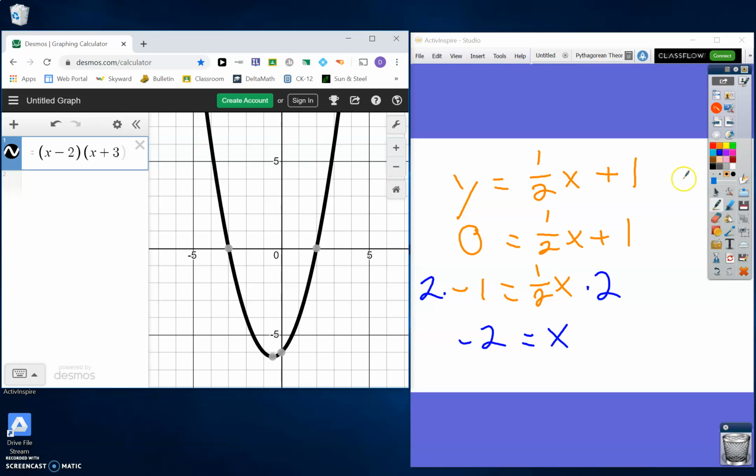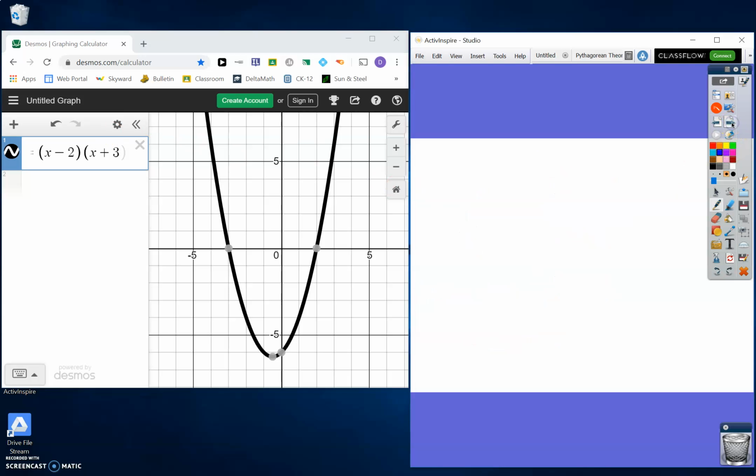Okay. And so now I'm going to ask you again, where does it cross the x-axis? Well, one option is to look over here on the graph and say, well, apparently it's negative 3 and 2. Okay, so we got that from looking at the graph, and it's as easy as that.